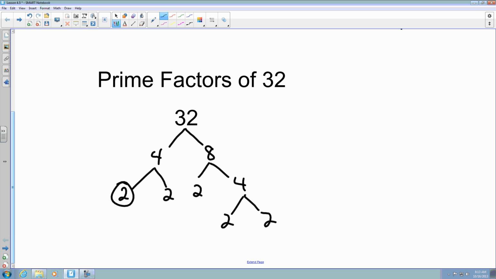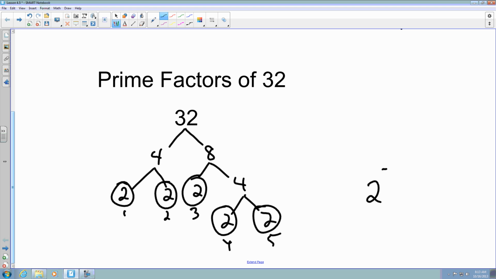So I'm going to circle these to identify that these are prime numbers, and the value that I get is 2, and it's 1, 2, 3, 4, 5 of them. So it's 2 to the 5th power. So 2 to the 5th power will end up equaling 32.